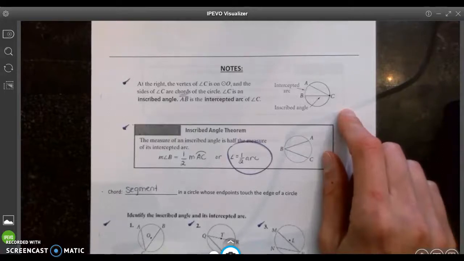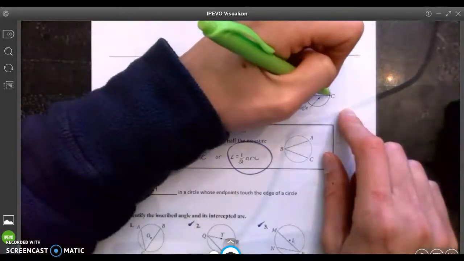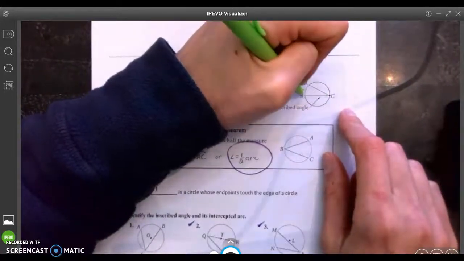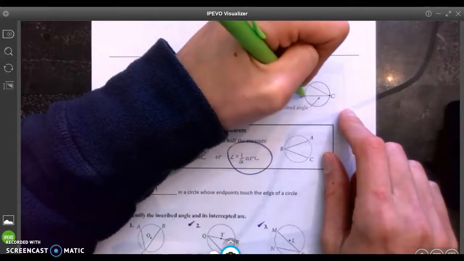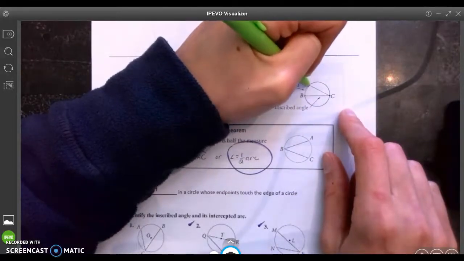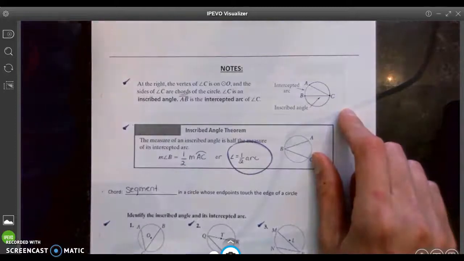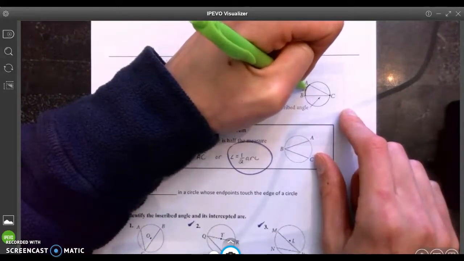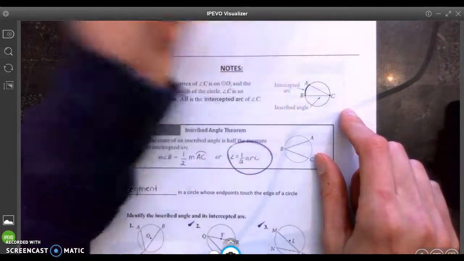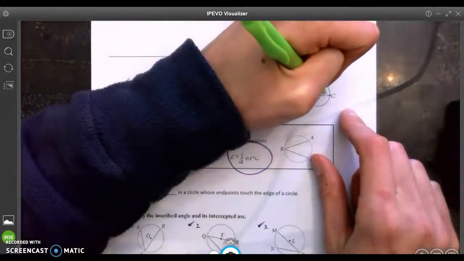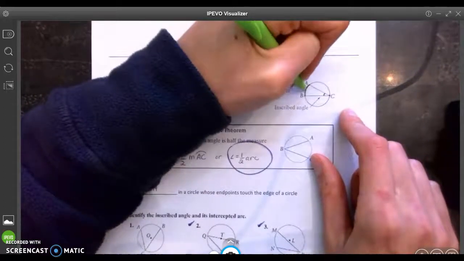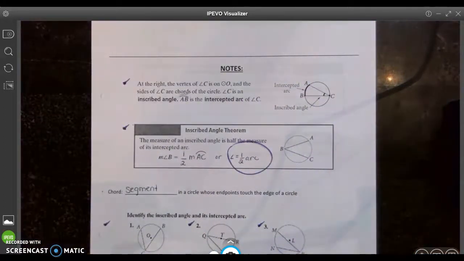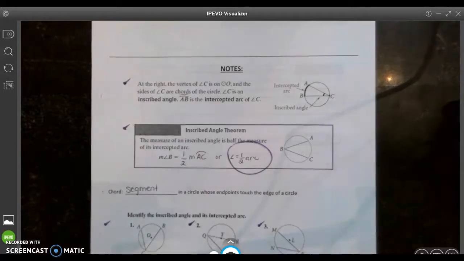The other important part to notice is that those chords stretch out and come and touch the circle over on the other side. And in between those 2 points is this arc. So this angle, angle C, and this arc, arc AB, are going to have a relationship that we're going to talk about.